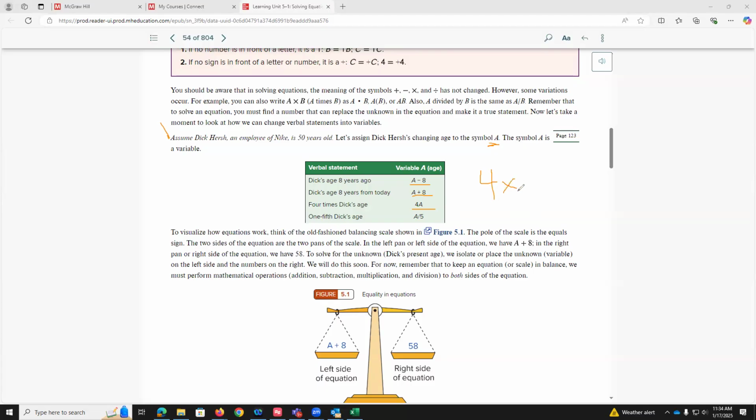And that's the same thing as saying 4 times his age. So, like if his age were 20, oh, well, it already told us his age is 50. So, if his age is 50, then in this equation, it would be 4 times 50. That would be what that number would be. And then if we say it's 1/5 of Dick's age, how we get to that is, 1/5 is the 1/5, and we're multiplying that by A.